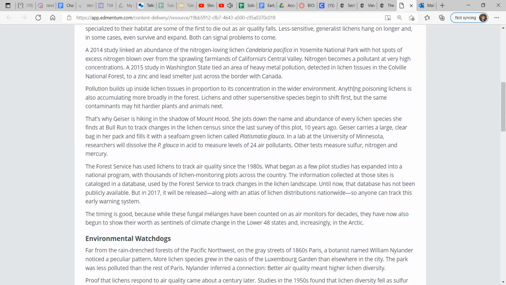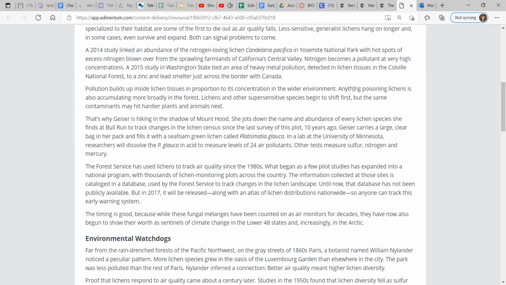A 2015 study in Washington state tied an area of heavy metal pollution detected in lichen tissues in the Colville National Forest to a zinc and lead smelter just across the border with Canada. Pollution builds up inside lichen tissues in proportion to its concentration in the wider environment. Anything poisoning lichens is also accumulating more broadly in the forest.